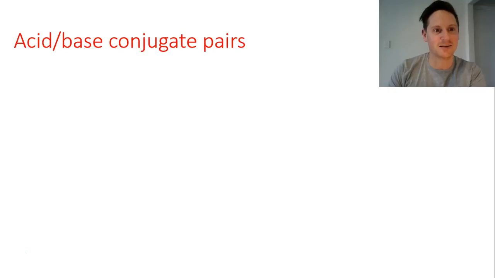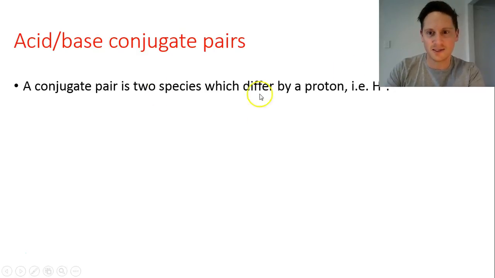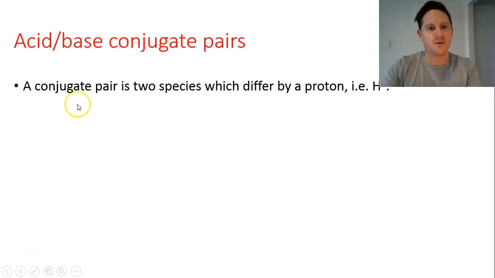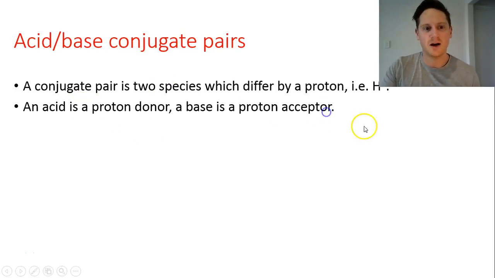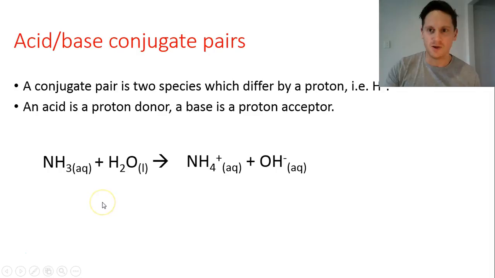So we're going to go into acid-base conjugate pairs now. Just another example. As we've just discussed, a conjugate pair is two species that differ by a proton. And just remember that an acid is a proton donor and a base is a proton acceptor. So here's a new reaction. We've got NH3. What's NH3?